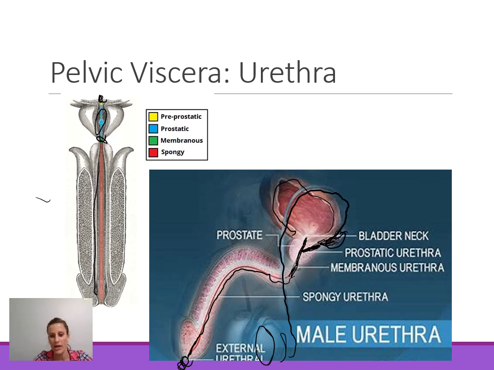So when ejaculation is occurring, the ejaculate or the semen comes down the ejaculatory duct and enters into the prostatic urethra. The internal urethral sphincter, which is up here at the bladder neck, contracts so that the ejaculate does not go up into the bladder, and instead the semen comes down the remaining portions of the urethra and exits the penis via the external urethral orifice.